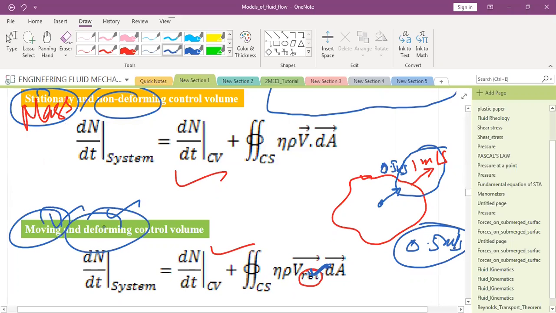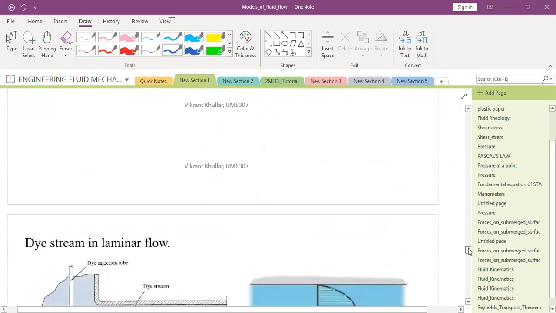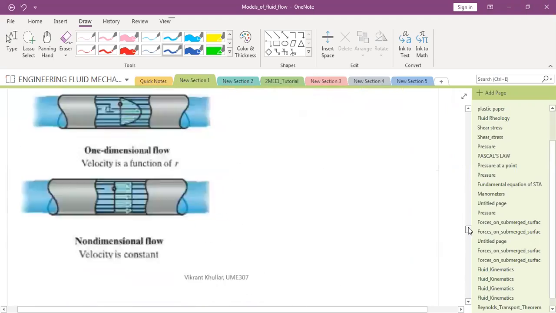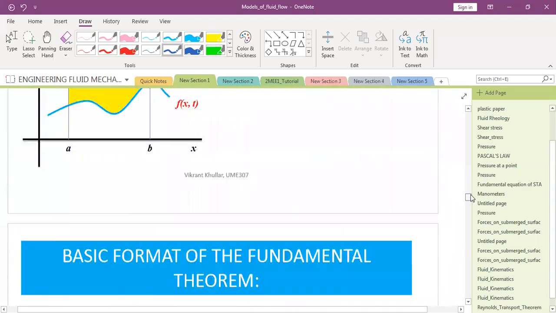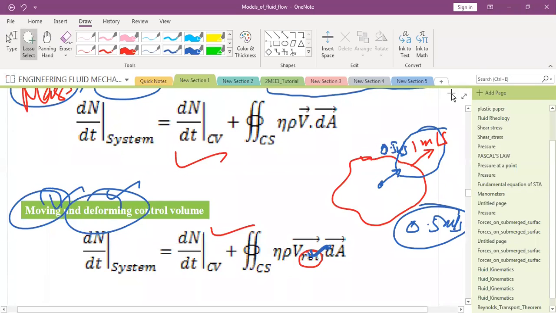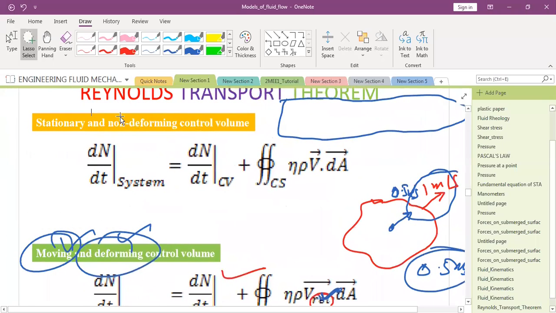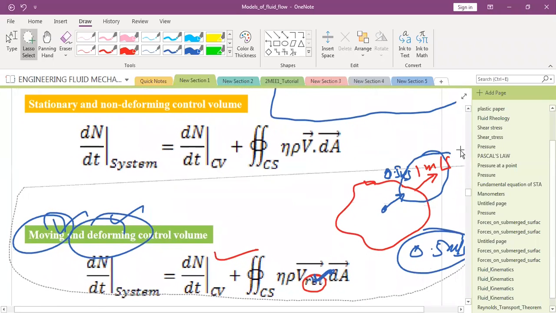Any doubts to anyone? Now I'm coming to one small aspect: this equation in many textbooks is written in this format, and you will see that format in most of the textbooks, and you should understand why it is so. Any doubts in this expression? Is this clear to everyone? Yes, sir.